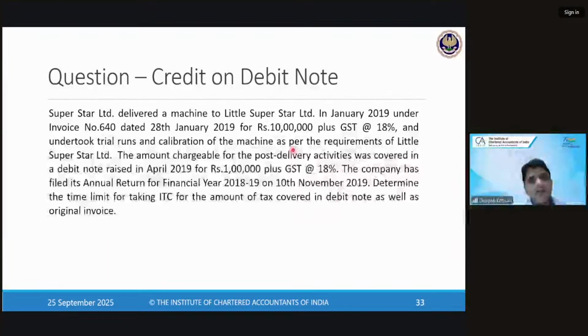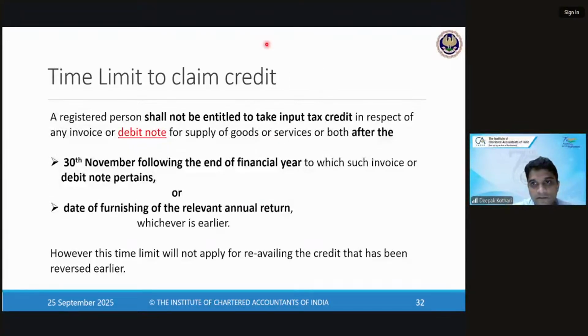Then credit on debit note. This is a little detailed thing. This we will take up in the next session. But till here, have you understood? Claiming can be done either by 30th November or the annual return, whichever is earlier. Correct.